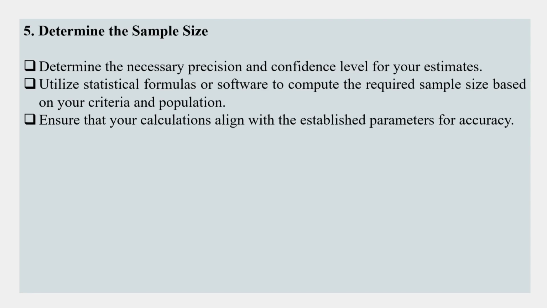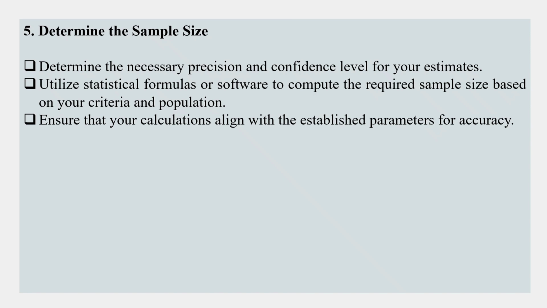The fifth step is determining the sample size. First, you have to set the desired precision and confidence level. Decide how accurate your result should be. For example, plus or minus 5% margin of error or plus or minus 1% margin of error. This is so common. And how confident you want to be in your estimates. Commonly 95% or 99%, or sometimes you can take 90% also.